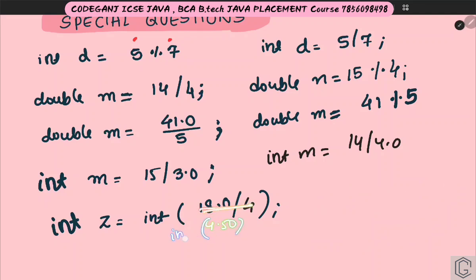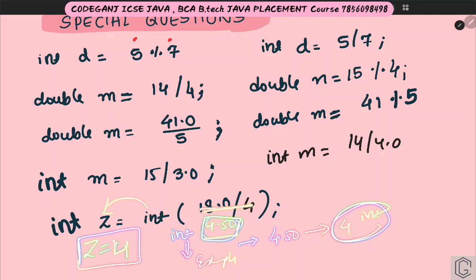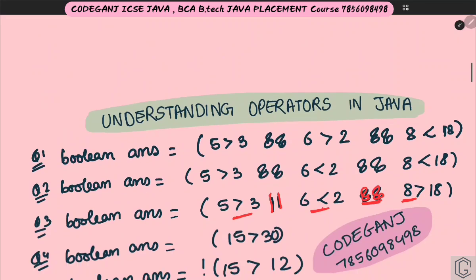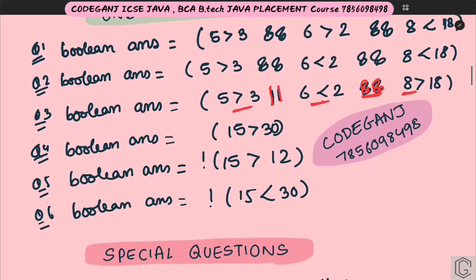But in front of this we have an int. We are now doing explicit type conversion. So this will be forced to convert from 4.5 to 4 as an integer. And now since this is an integer, this integer can be assigned to z, and the value of z will be 4, because you have now converted it into int. Understood? Great. Let us move on to certain Boolean questions.